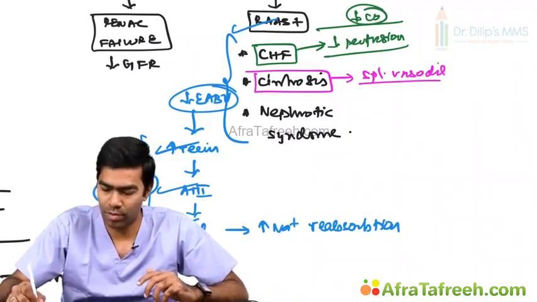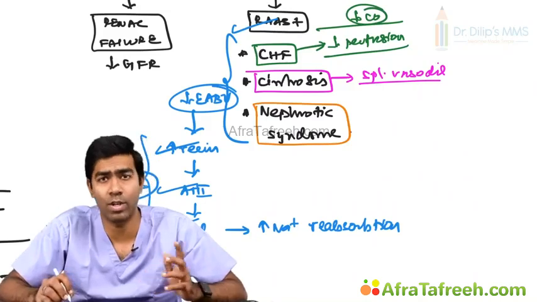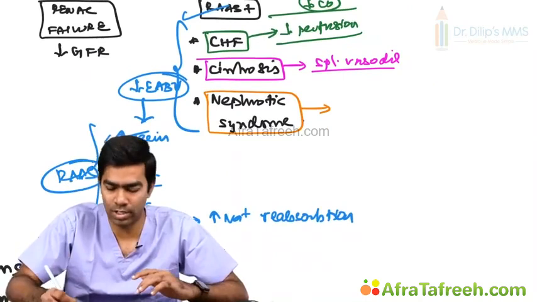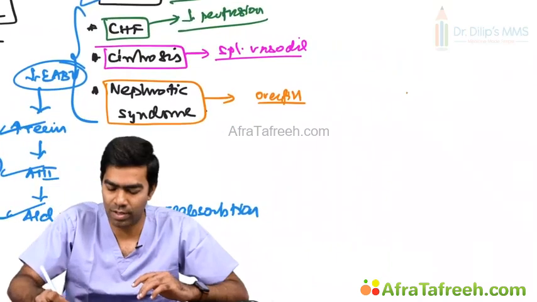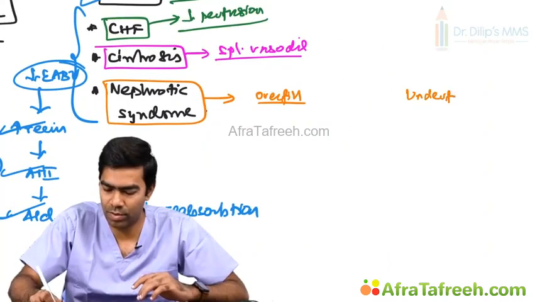Now, what about nephrotic syndrome? This is something very crucial to understand. In nephrotic syndrome, why do you have low effective arterial blood volume and why do you get RAS activation? It's quite simple. Again, you have two theories. One is called the overfill theory, and the second one is the underfill hypothesis. Overfill hypothesis is fairly straightforward.